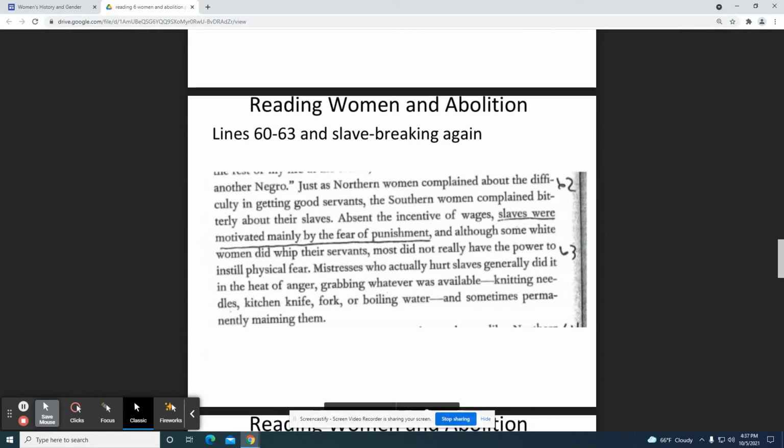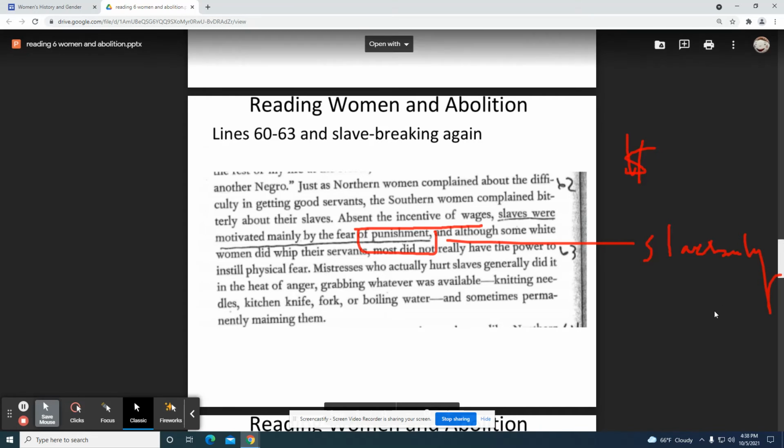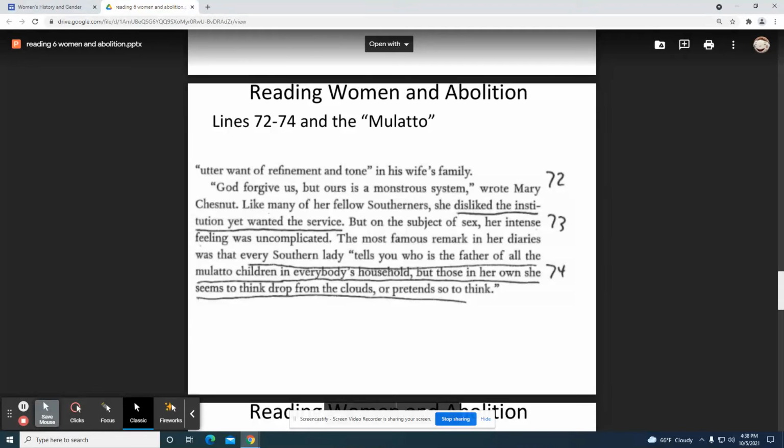Slave breaking, we addressed this particular point here. According to this section of the reading, this has come up 2 times already. Absent the incentive of wages, how are you going to get workers to produce? Remember, slaves are not getting money, so their motivation comes from punishment. And when we're talking about punishment, we're talking about the process of slave breaking, which we addressed in reading number 5. Let's move on here.